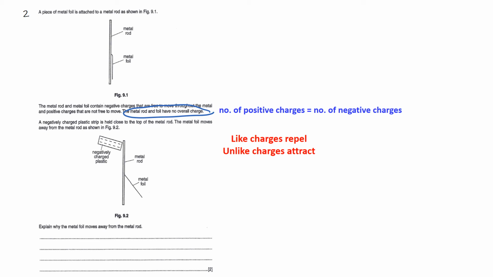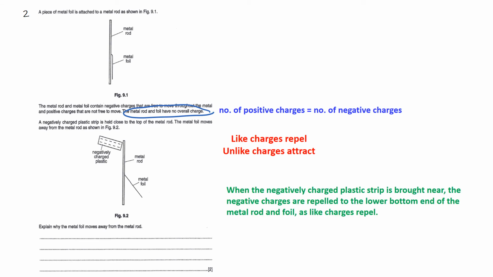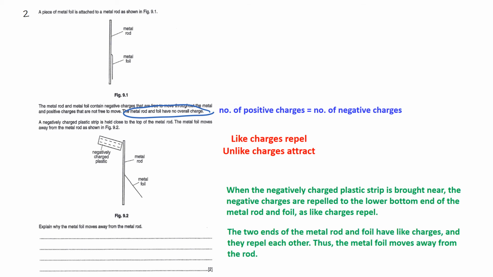When the negatively charged plastic strip is held close to the top of the metal rod, the negative charges are repelled to the lower bottom end of the metal rod and foil as like charges repel. As the two ends of the metal rod and foil have like charges, they repel each other. Therefore, the metal foil moves away from the rod.